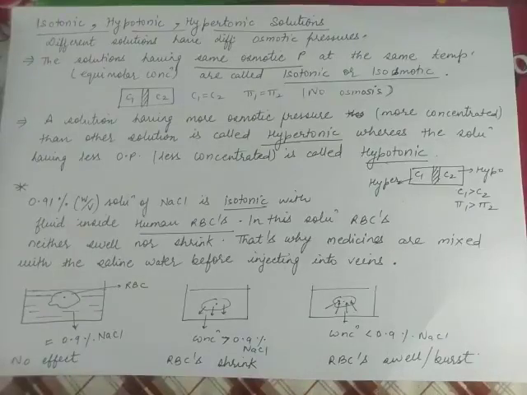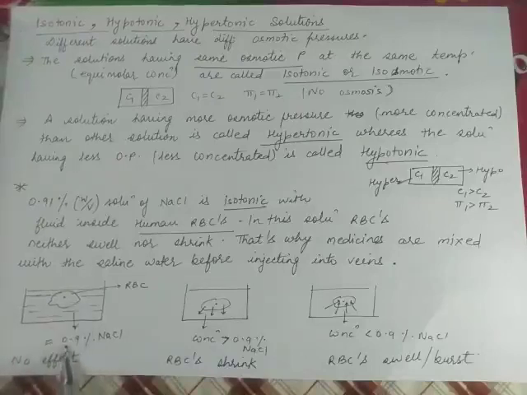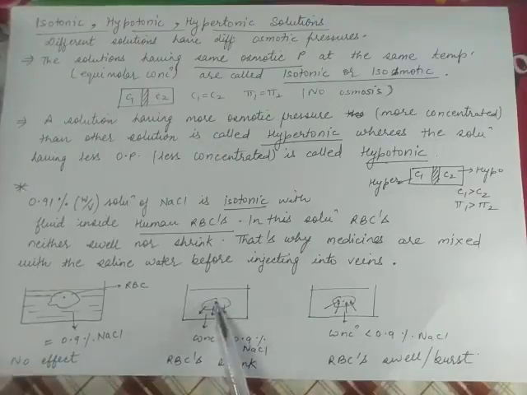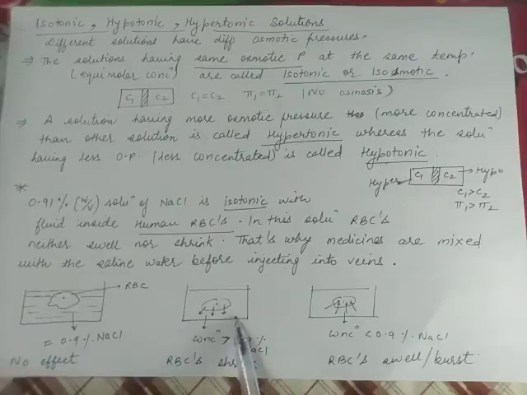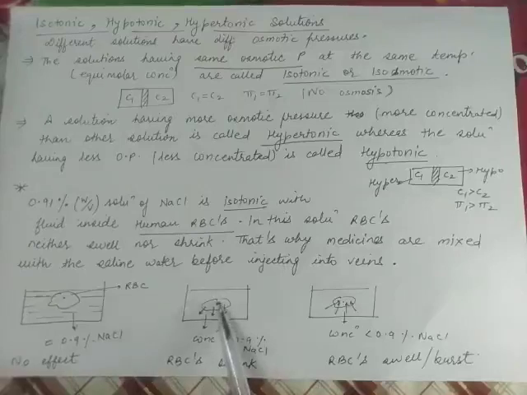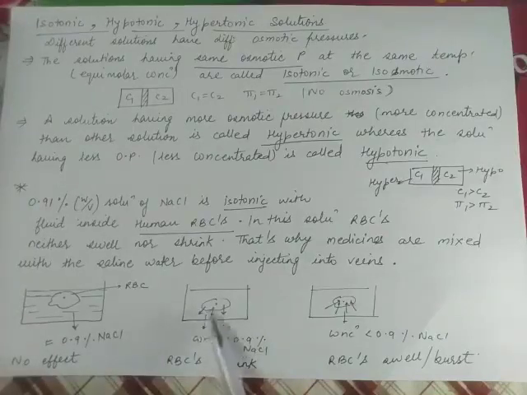But suppose if we don't do this, see again 3 containers are there. RBCs are placed in 0.9% NaCl, nothing will happen. Inside also 0.9, outside also 0.9. But if RBCs are placed in a solution with concentration greater than 0.9% NaCl, now listen, inside 0.9, outside greater than 0.9. The outside solution is more concentrated, hypertonic. Inside it is hypotonic. Now what is the direction of osmosis? Low solute to more solute. So water will move out and RBCs will shrink.